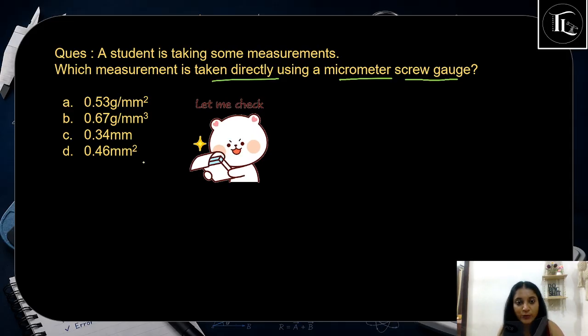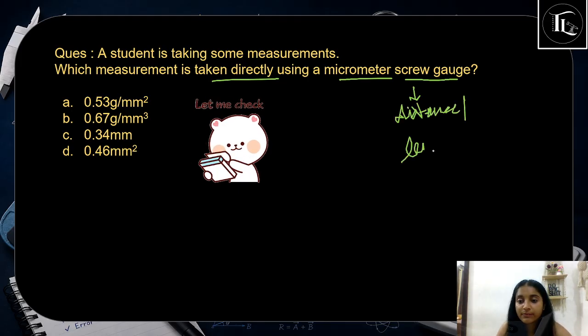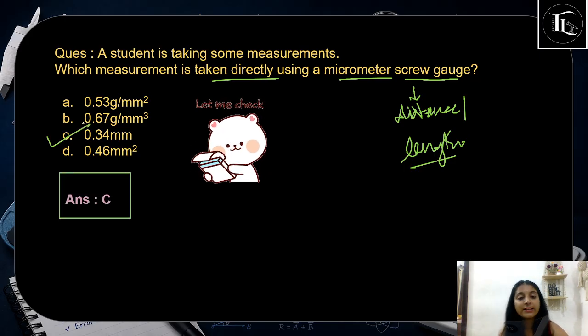We know we are talking about the screw gauge here that measures the distance or the length. And the length unit is millimeter, centimeter, meter. Correct? And here it is only option C which is giving us the reading in millimeters. The rest are in area or density or something else, but not the length.